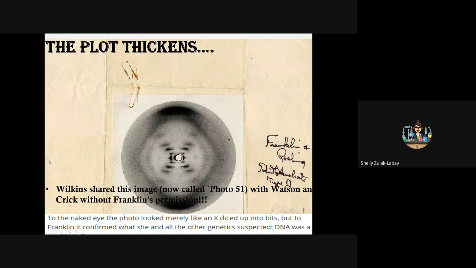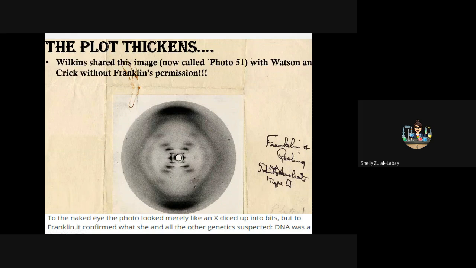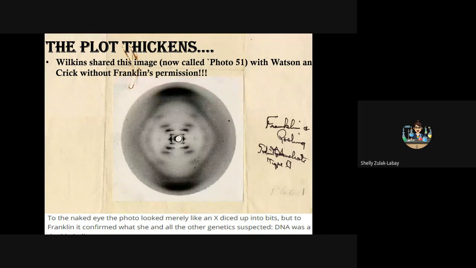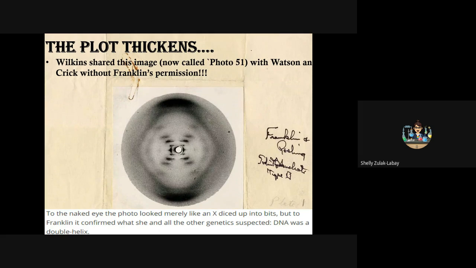So I'm going to just quickly slide this up so you can see the whole text. So the last bullet point reads, the plot thickens.